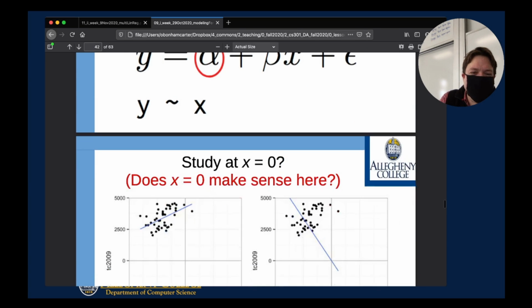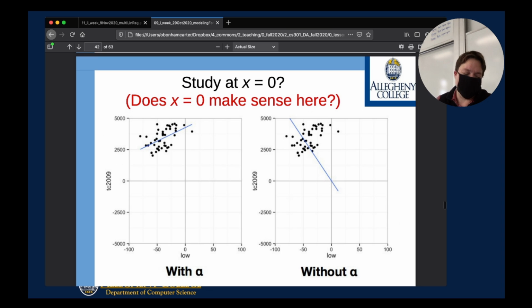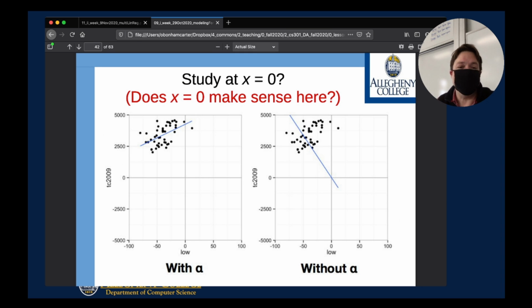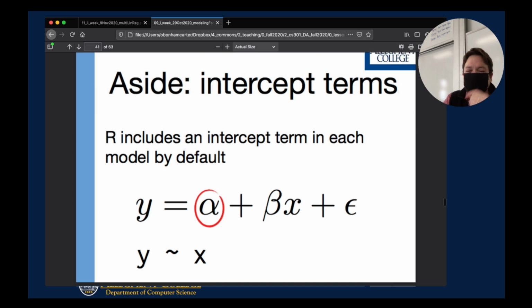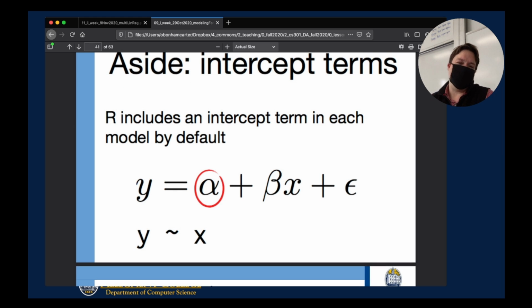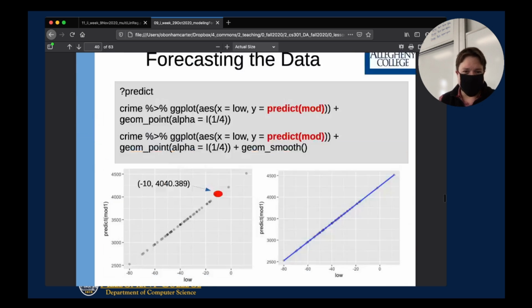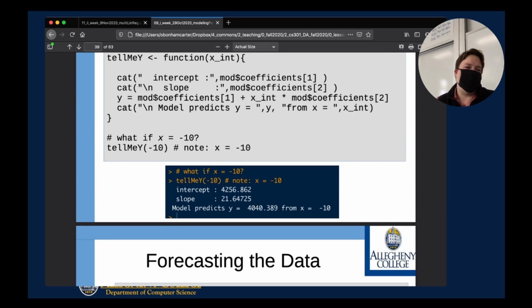One last thing that I talked about here, just to get everyone caught up so that we can go through today's code, is we have to ask ourselves, do we want the intercept value in our model? Does it make any sense to have it? So here we have to use what's called the intercept term, alpha in this case. Y is equal to alpha plus beta x plus epsilon, or y is equal to mx plus b, as we might see now in an algebra book. But that alpha here is the intercept. It's the value here, 4256.